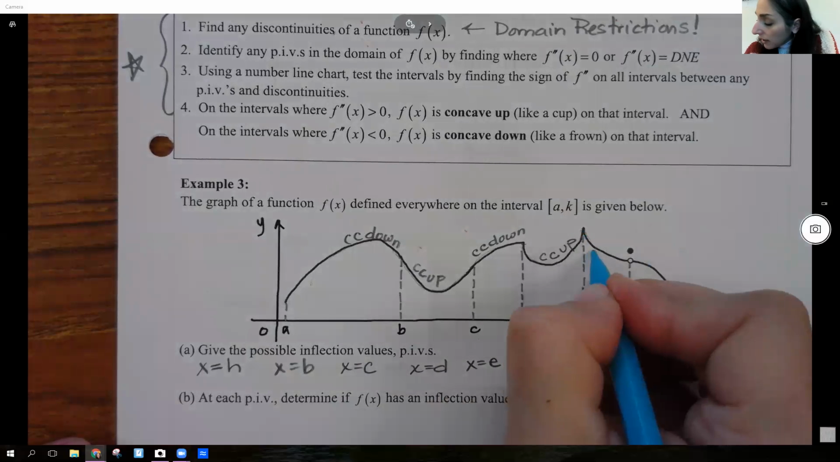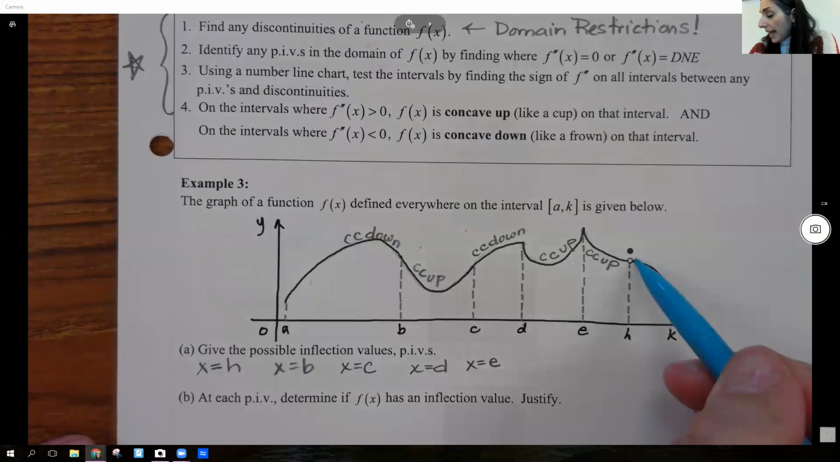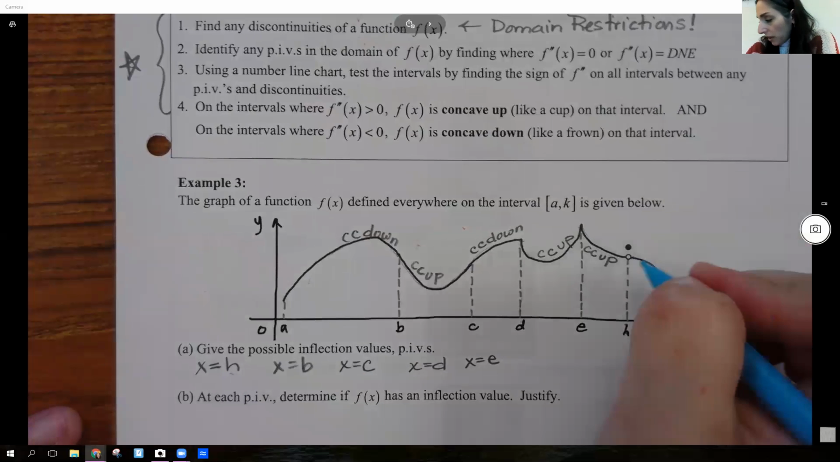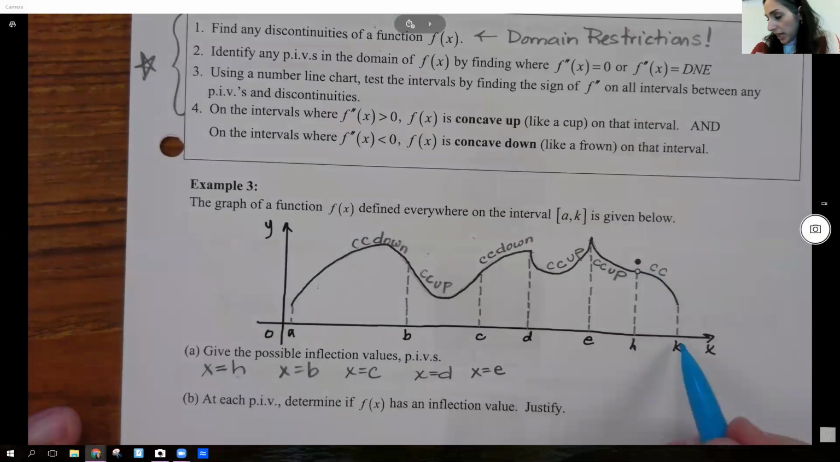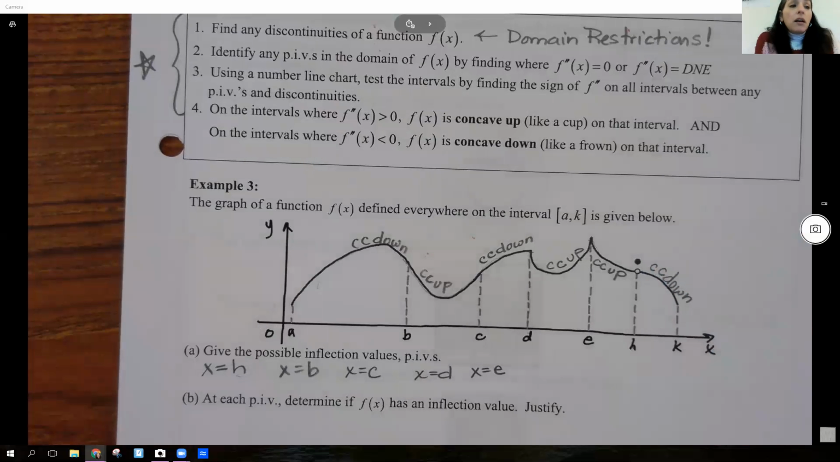Here we are concave up again. At H, that was our point of discontinuity, so we listed that already. And then from H to K, we are concave down, okay? So K is not a possibility because that's an endpoint. A is also an endpoint. It's not an impossible inflection value. So there's all your possibilities to pick from.